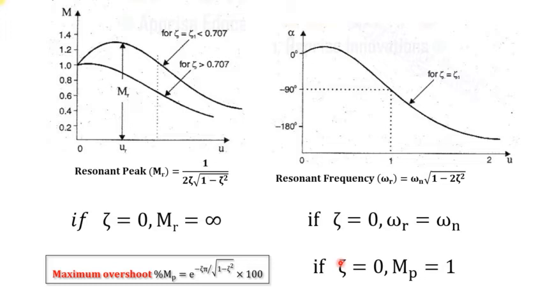If you take one system and make the damping ratio 0, find the resonant peak, it will be infinity. Find the maximum overshoot, it will be 1. This is the correlation. So damping ratio is the common parameter for whom? Time response analysis and frequency response analysis. Are you able to understand? Damping ratio is the common parameter between time response analysis and frequency response analysis.